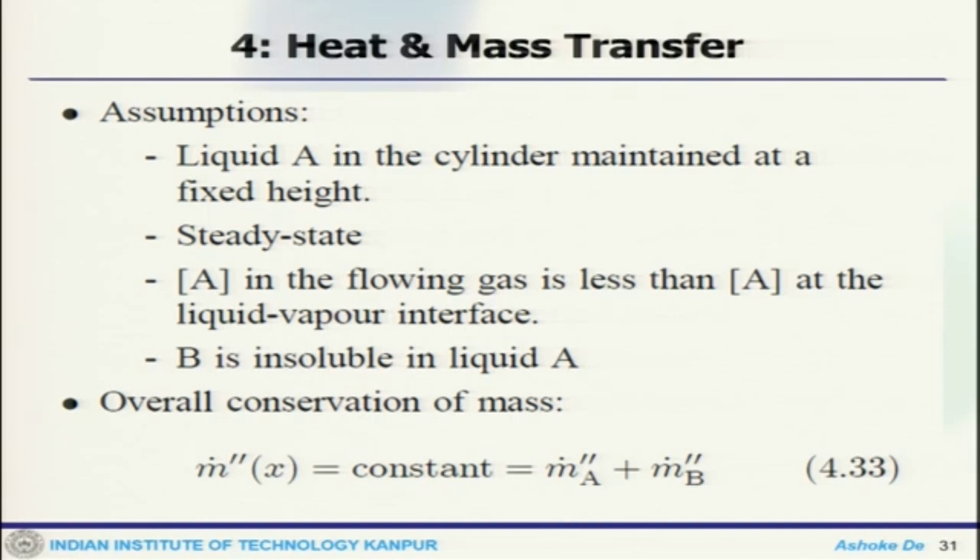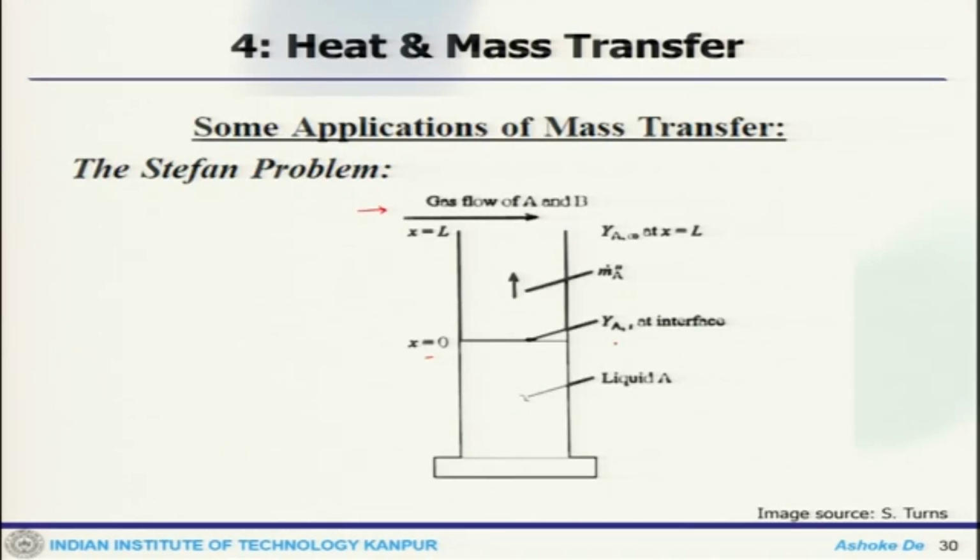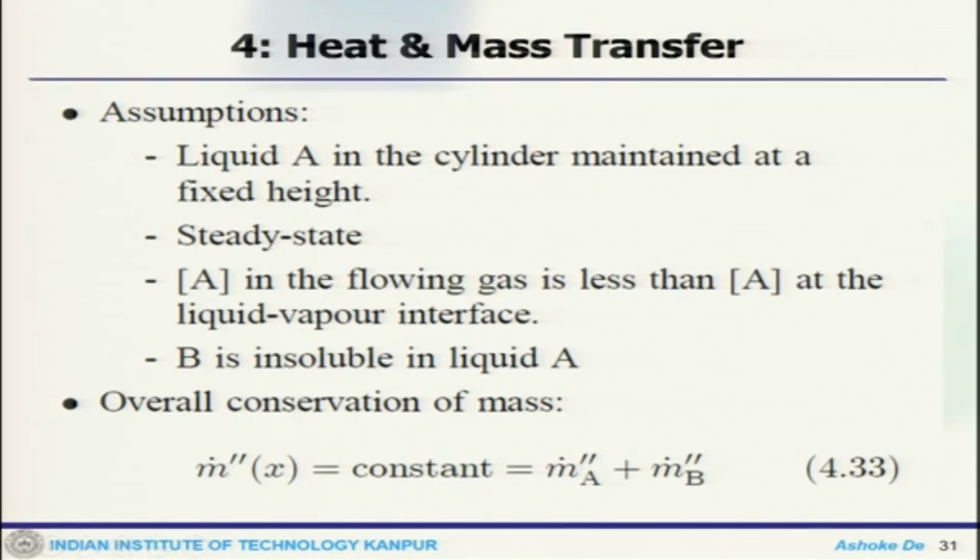Now, there are some assumptions which are associated with the Stefan problem. First one is that liquid A in the cylinder is maintained at a fixed height. So, that means this is the liquid, that is why this is the boundary condition, at that interface this will be y A. So, within that this is maintained at a fixed height. The whole thing is at steady state, which is very, very important, because once we assume steady state, then the equations with the transient term disappear. Then the concentration of A in the flowing gas is less than A at the liquid vapor interface.